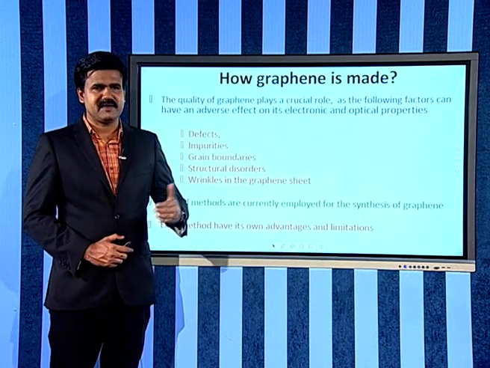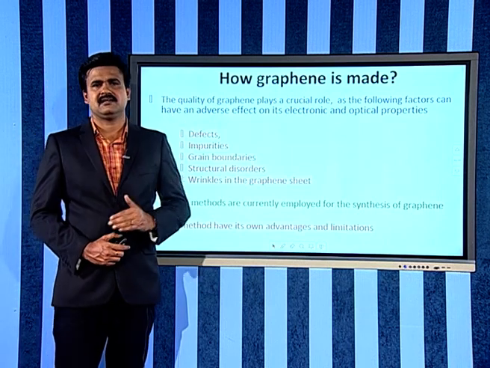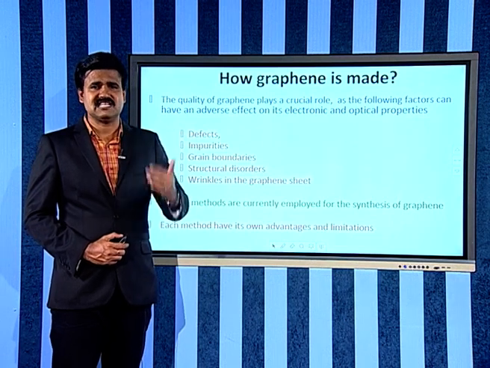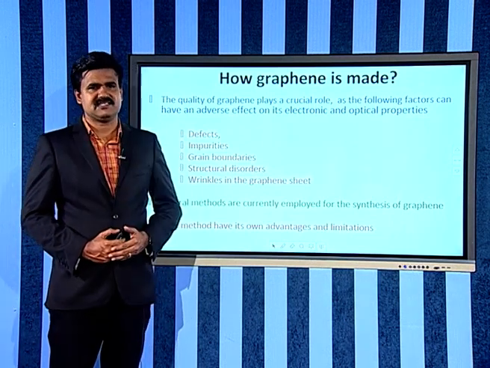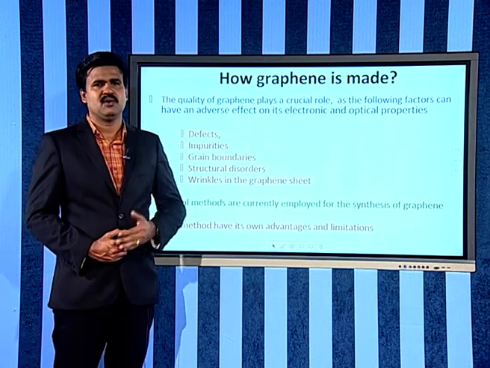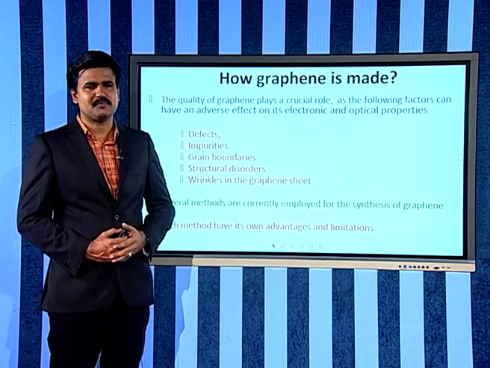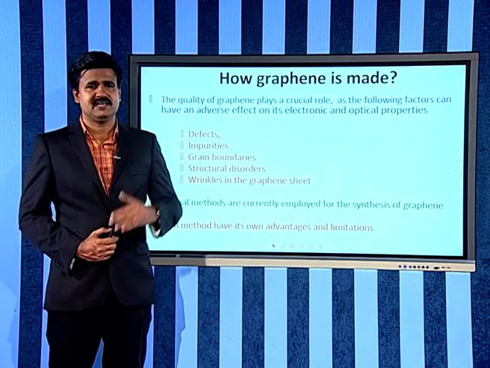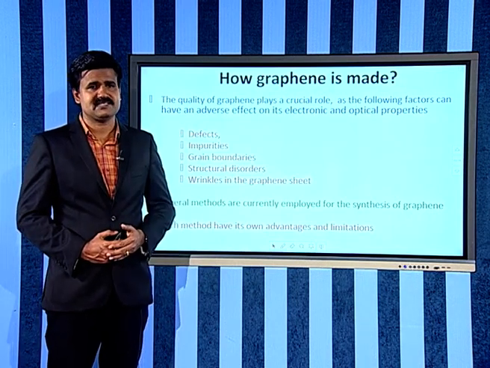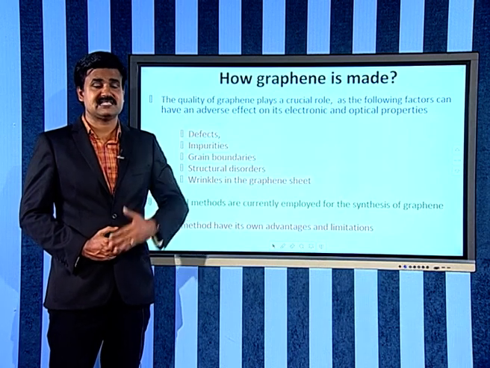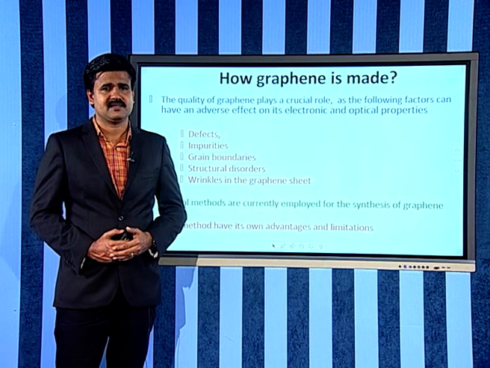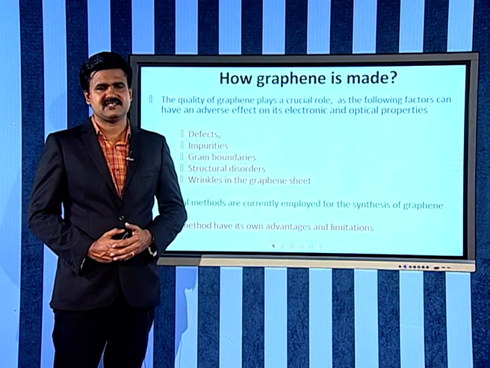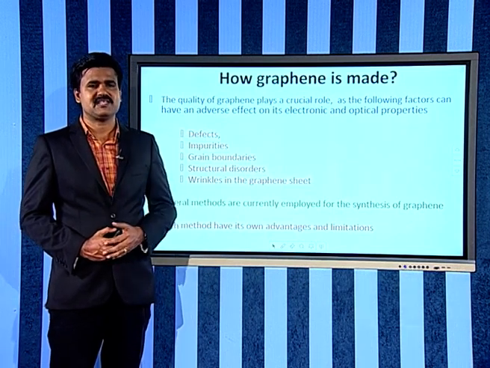How is graphene made? The quality of graphene plays a crucial role in different aspects. The following factors have an adverse effect on its electronic as well as optical properties. What are such adverse factors? They are defects, presence of impurities, grain boundaries, structural disorders that may occur in it, and wrinkles in the graphene sheet. All these are adverse factors on electrical and optical properties.